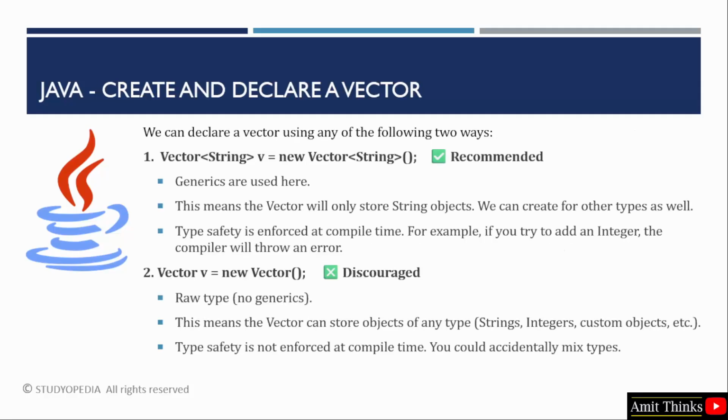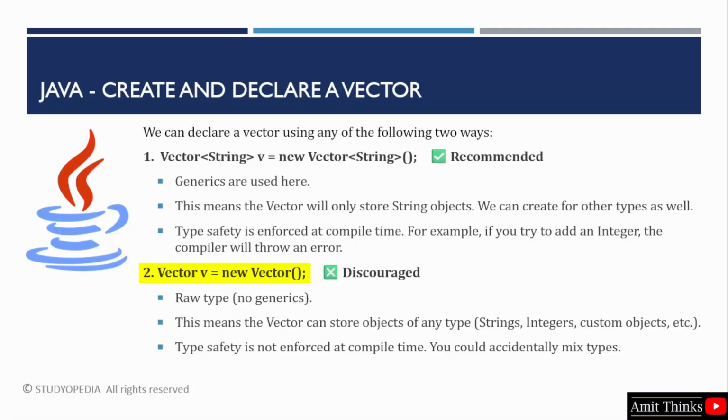Let us see how we can create a vector in Java. To create a vector you can use the following two ways. The first one is recommended. In the first one you use generics. It means that the data type is visible. In the example where you can see String, it means we will only store String objects. The type safety is enforced at compile time. For example, if you try to add an integer in this String vector, the compiler will throw an error.